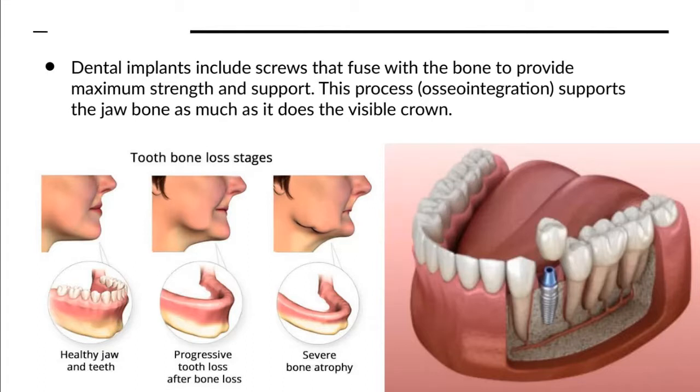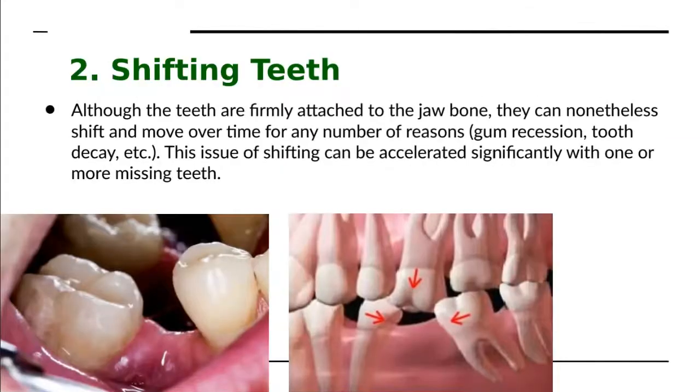And when you place dental implants, they include screws that fuse with the bone to provide maximum strength and support. So in this process, the implant not only supports the jawbone, it also supports the visible crown. Basically, a dental implant can provide this positive stimulus, which was provided by the periodontal mechanoreceptors. So this can slightly retard the bone resorption.